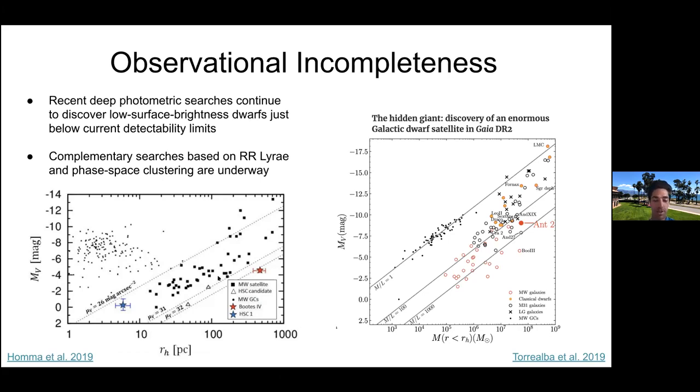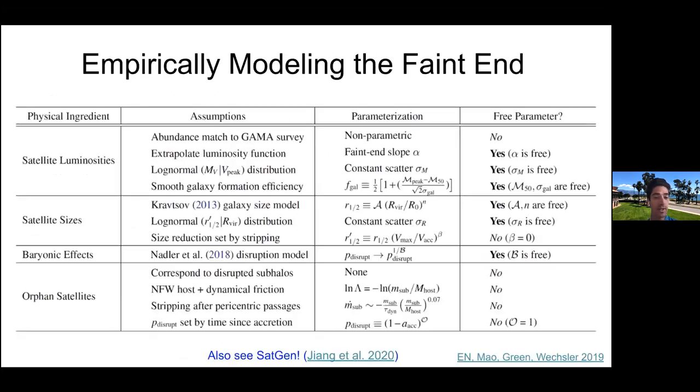So from a purely empirical point of view, what this tells us is that this population of known satellites is highly incomplete. And as I said, there are very complementary searches going on based on, for example, our Lyrae clustering and identification and phase-based methods using Gaia. And Antlia 2 is a very nice example of this, and it's a very intriguing system in many regards because of its very large size. So that's the observational stage.